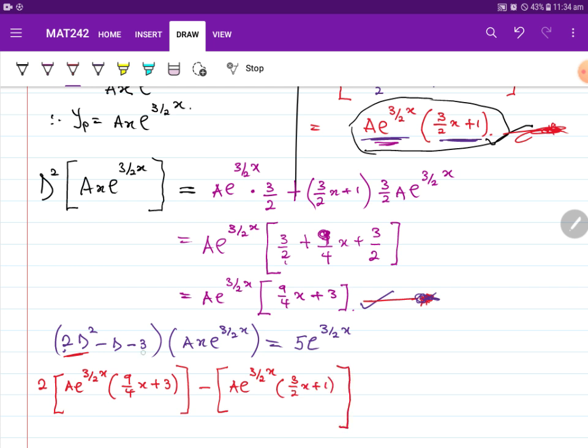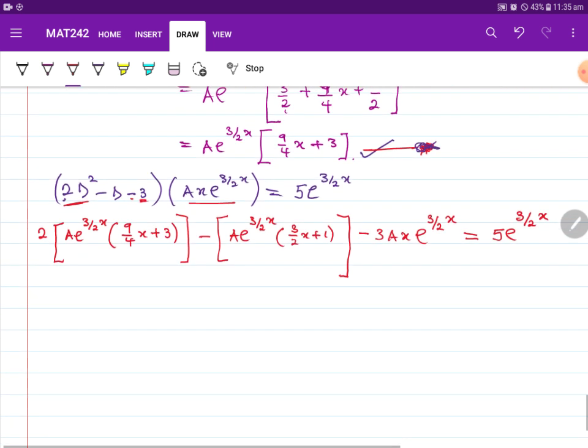Close the bracket. Minus 3 of this, that's when we multiply minus 3 with this. That's minus 3Ax e^(3/2 x). Then everything is equal to 5 e^(3/2 x). Okay, now let's simplify. Let's factorize. Let's do everything we can do there.